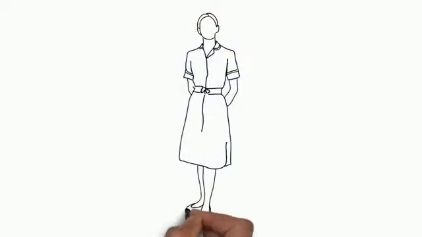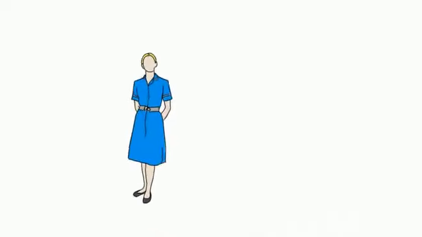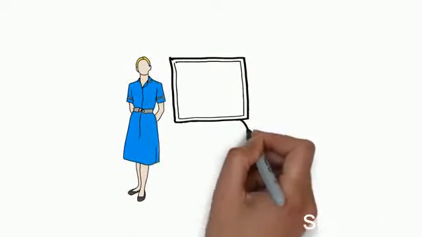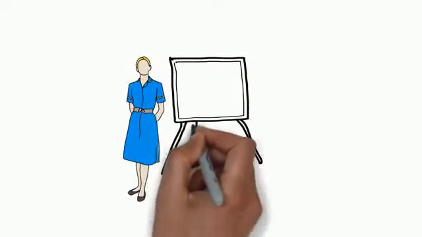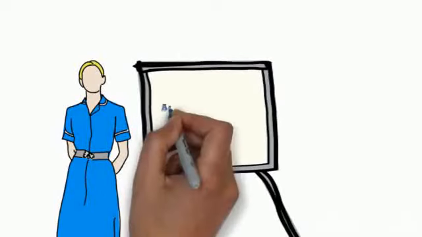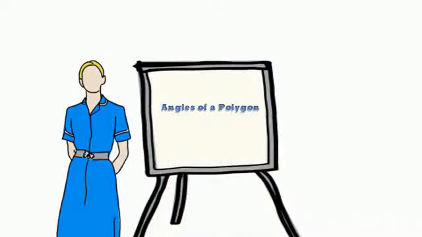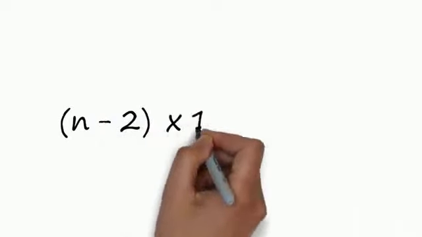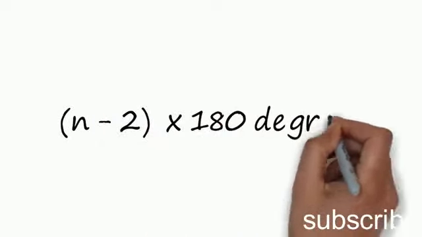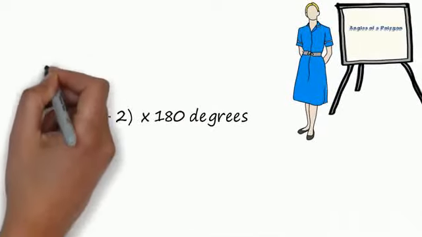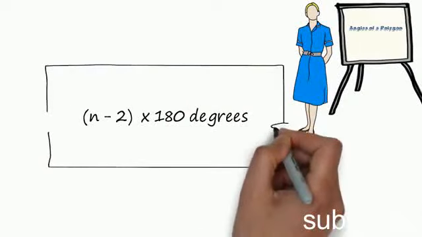So, what is the formula of calculating the degrees of a polygon? What is the formula of calculating the degrees of a triangle? How do we get 180 degrees? Why does a triangle have 180 degrees? We get it by using the formula n minus 2 times 180. And n represents the number of sides that shape has.